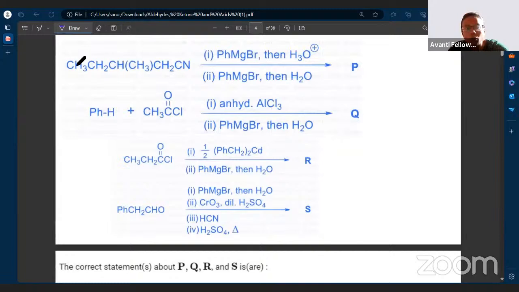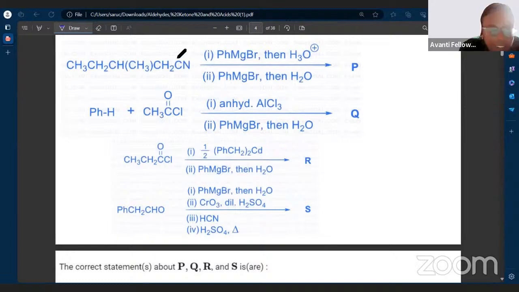You have a cyanide group here and you're treating it with PhMgBr. Then you're doing hydrolysis. What would be P? Predict the reaction. What will happen when you react with PhMgBr?